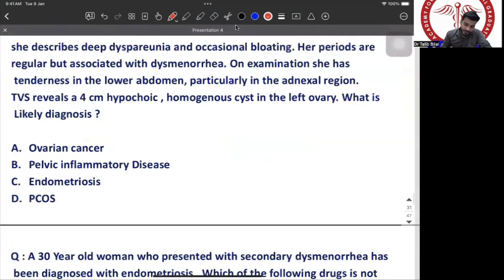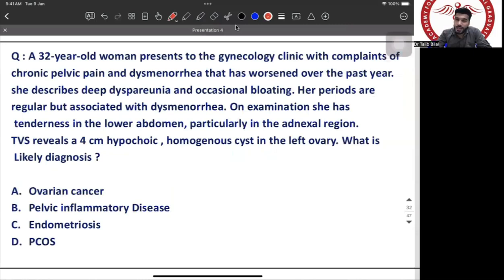Now, let's discuss some clinical cases on this chapter so that this quick recap will help you in the upcoming exams. A woman aged 32 years is presenting to the gynecologic clinic with complaints of chronic pelvic pain and dysmenorrhea. So already two symptoms, and the patient's age is between 25 to 35. The dysmenorrhea has worsened over the past year. She describes deep dyspareunia. I told you the patient will have deep dyspareunia due to endometrial tissue present in the pouch of Douglas. So the patient complains of painful intercourse and occasional bleeding or spotting.